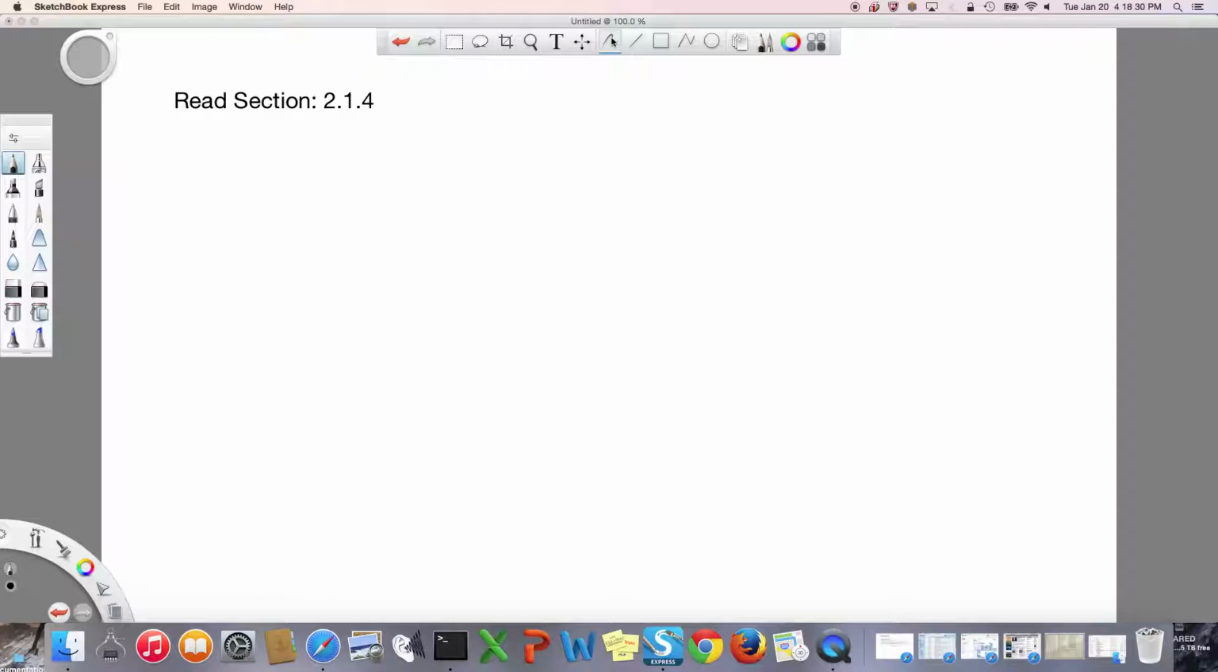As you get ready for class tomorrow, I'd like you to read section 2.1.4 of the book and think about the following couple of questions. Question number 1.